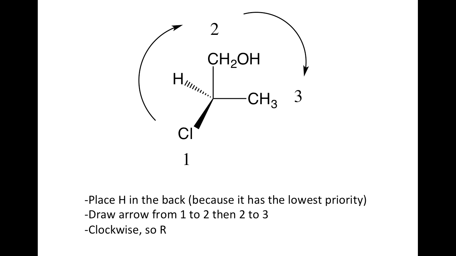Once we have the ranking in place, we draw it with the lowest ranking substituent going away from us. Now this one was easy because it was already drawn that way for us, with the lowest ranking substituent, the hydrogen, going away from us with the dashed lines. The next thing we do is we draw an arrow, almost like a steering wheel, going from 1 to 2 and then 2 to 3. If the arrows are moving in a clockwise rotation, then we say the configuration is R. So the answer to this would be it has the R configuration.